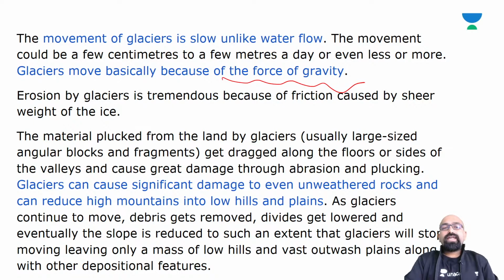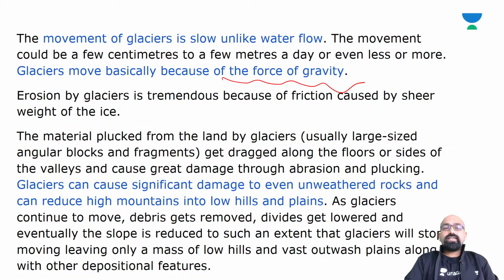Now, erosion by glaciers is tremendous because of friction caused by the sheer weight of the ice. So the material plucked from the land by glaciers gets dragged along the floors or sides of the valleys and causes great damage through abrasion and plucking. So we can say glaciers can cause significant damage to even unweathered rocks and can reduce high mountains into low hills and plains.